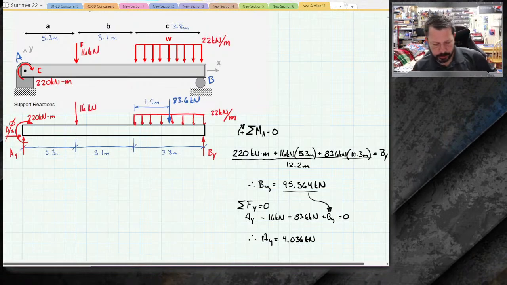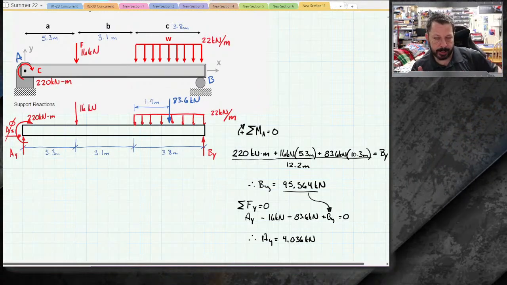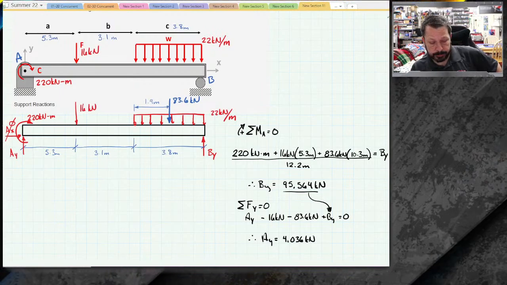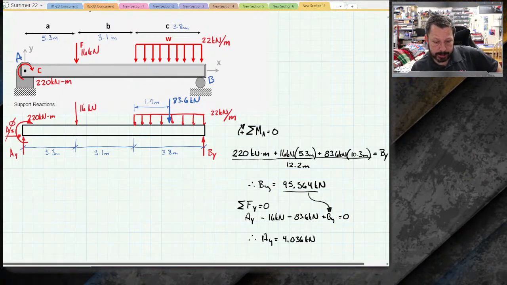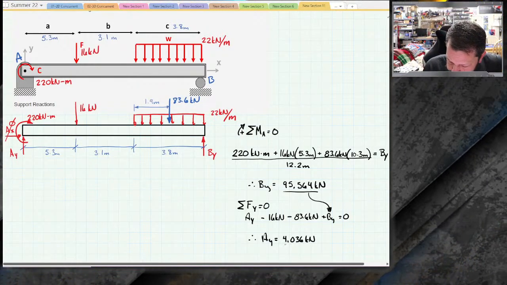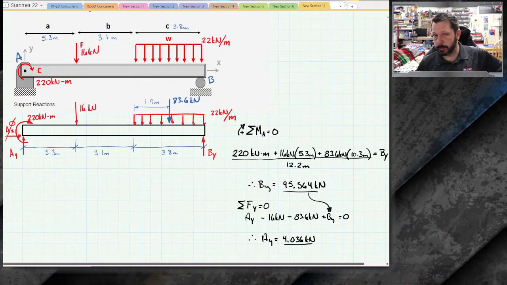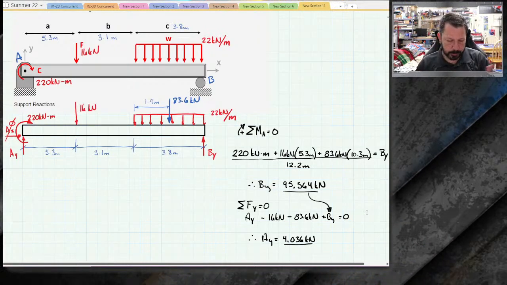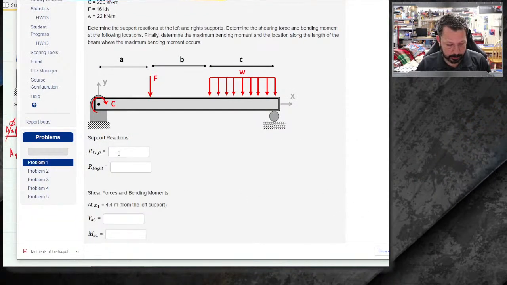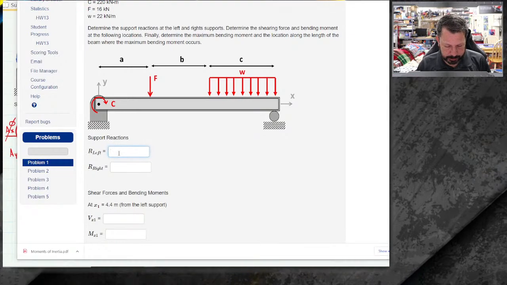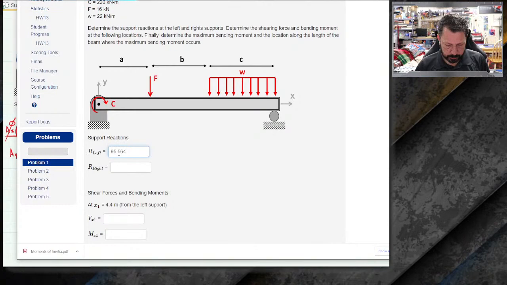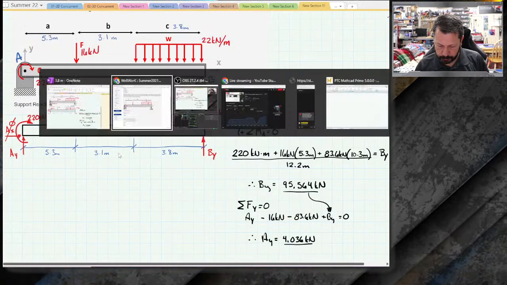kilonewtons. AY is the one on the left-hand side, the reaction from the pin. Most of the force is shifted over to the right-hand side where the roller is, so 4 does seem like a reasonable number. It does seem really small, so this would be one that I'd want to recheck, but we're going to check it by plugging them in here. The left-hand side was 95.564. The right-hand side was 4.036.